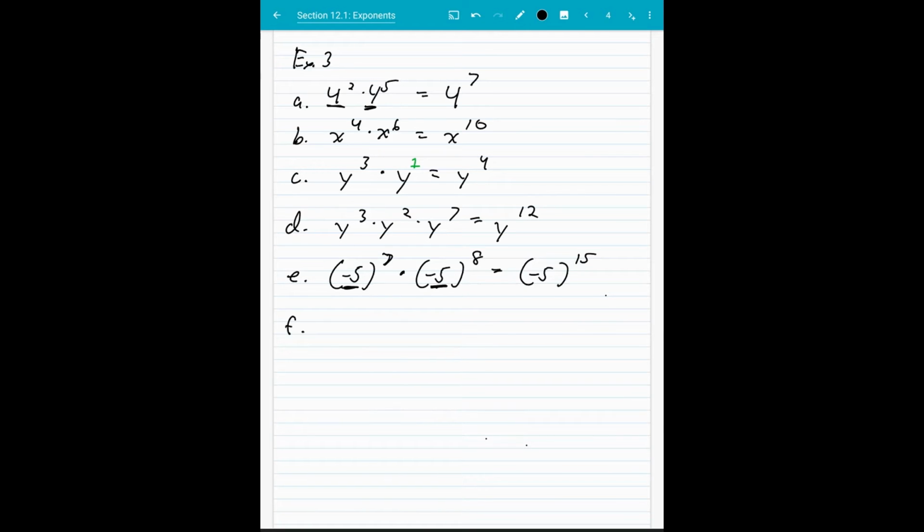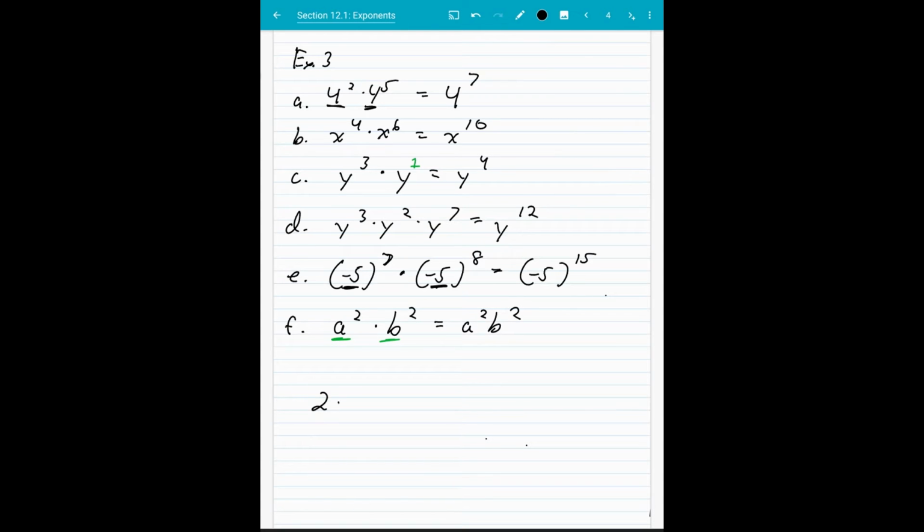F is a little different. This one says a squared times b squared. Notice these two do not have the same base whatsoever. So if they don't have the same base, we can't add them together, but we can just kind of put them together, just like this. This insinuates a squared times b squared. We just don't put the multiplication symbol in between.